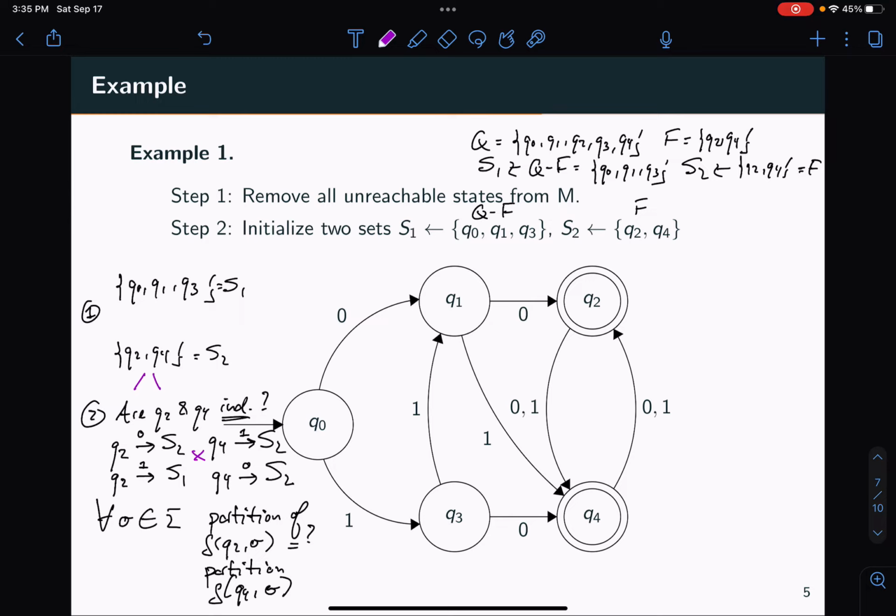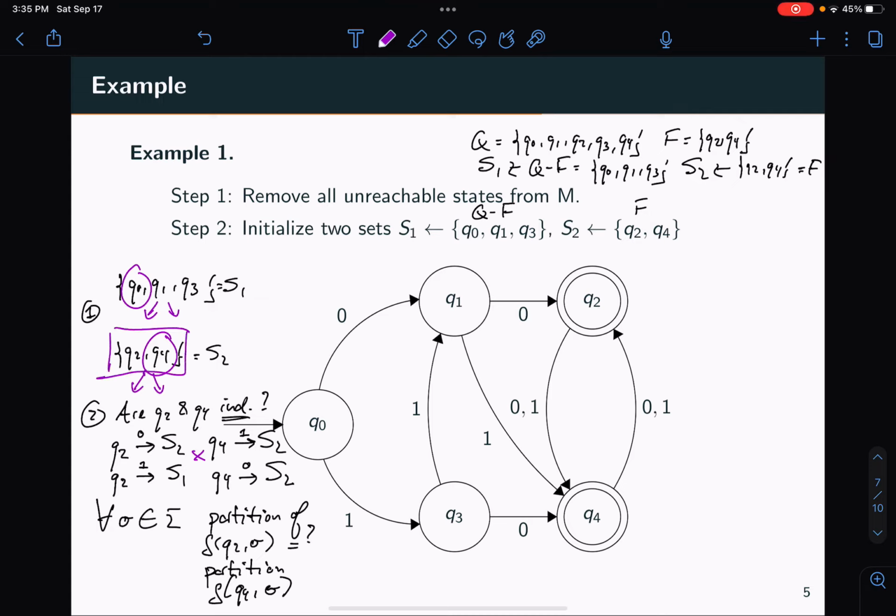And the one trick for you to make this go faster is you can never add states to partitions. So you don't need to cross-check Q0 with Q4. You already know that they're distinguishable, because Q0 is one partition, Q4 is another partition. They're not going to merge. The only thing that can happen is these partitions can split. These guys can split, and these guys can split.